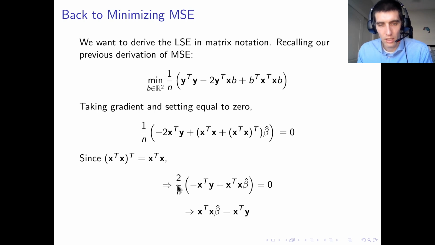I can divide out the 2 over n, 2 is not 0, n is not 0. This gives me that this term is equal to this term, just by moving this x transpose y to the other side of the equation. All right. Perfect. So we're moving right along. We've done some simplification here. Now, how do we solve for beta hat?